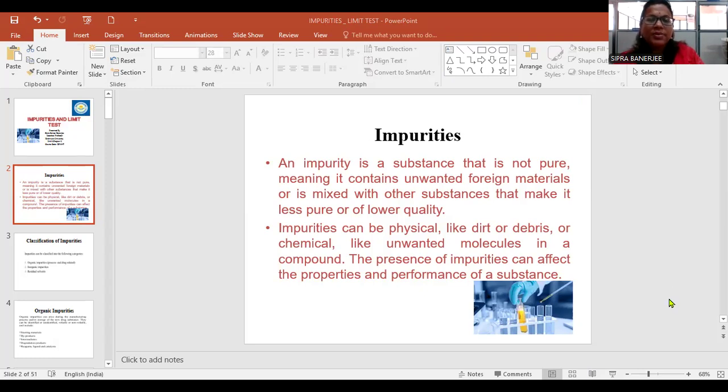Actually, impurity may be different physical matter, different solvents like this. So they can affect the property as well as the performance of a substance. Suppose any impurity is present in any salt, so the property will change and the activity will also change. Now, classification of impurity.